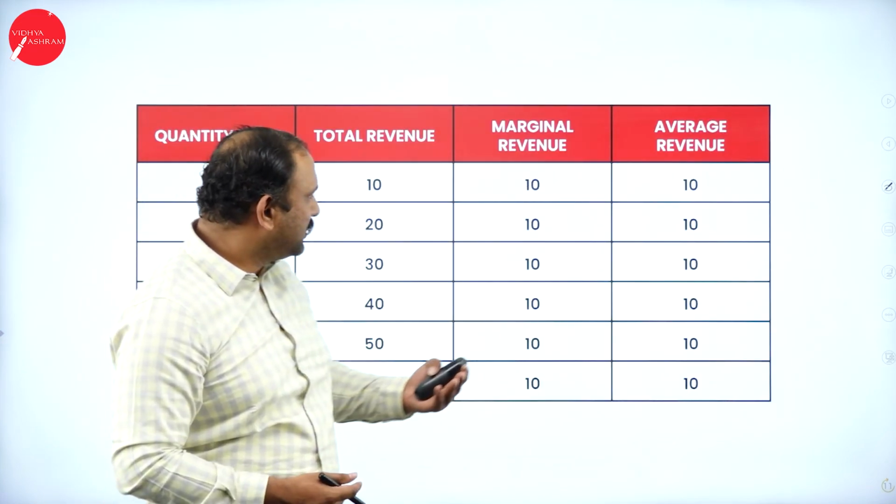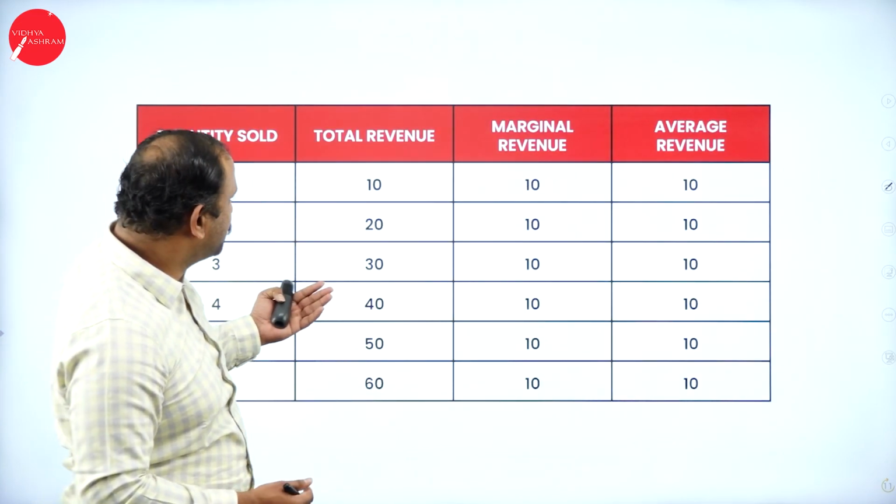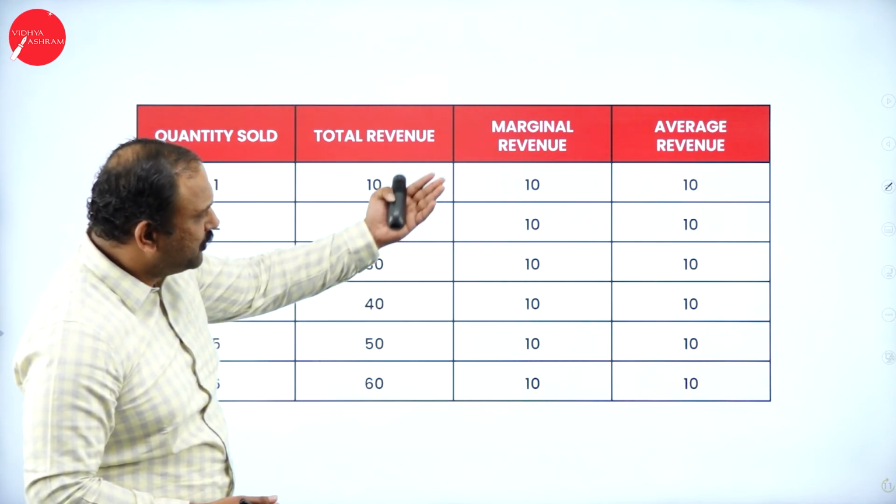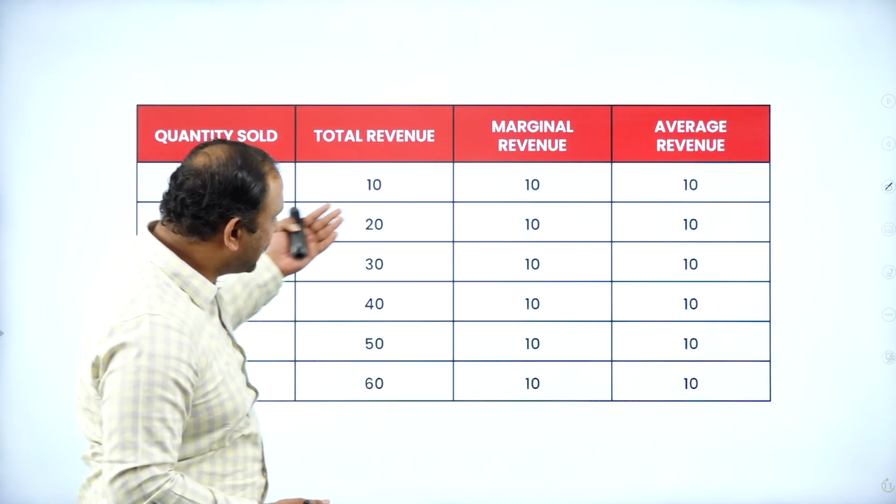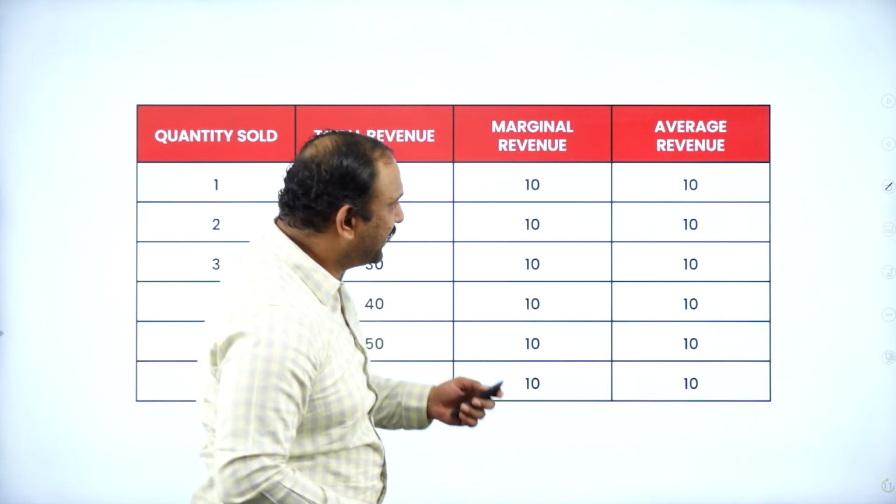Now, this is something called the supply curve, where I'm going to show you the total revenue, marginal revenue, and the average revenue. You can see how these three factors are coming into picture.